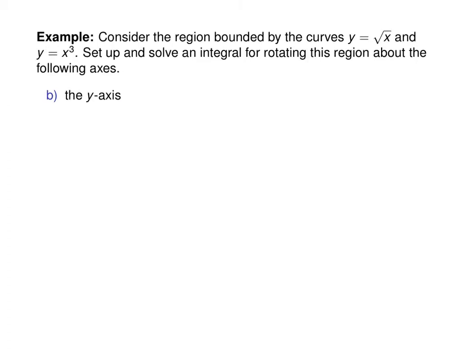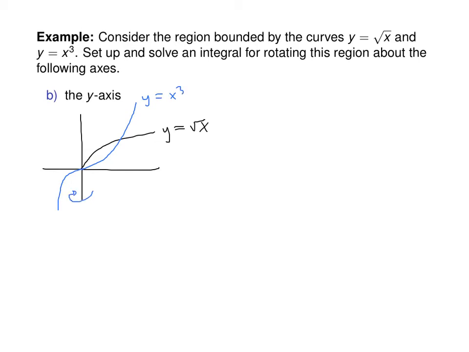In this example, we rotate the same region, but about the y-axis. So once again, we have our root x function, and we have our y equals x cubed function. We will spin this time about the y-axis. So we will slice perpendicular to the y-axis, so that is a slice, it spins. Once again, we will have a hole in the cross section, so the area of a cross section will be pi r out squared minus pi r in squared.